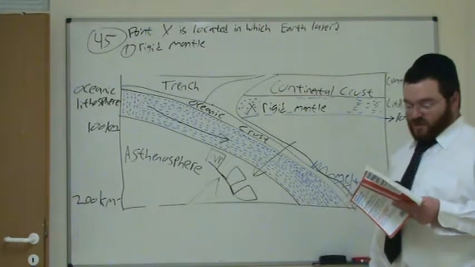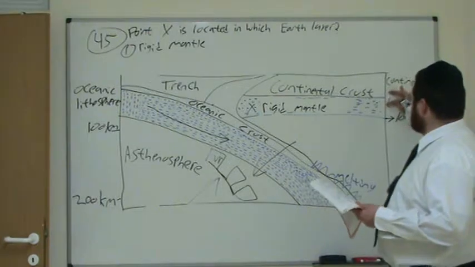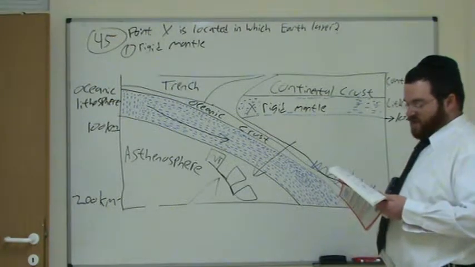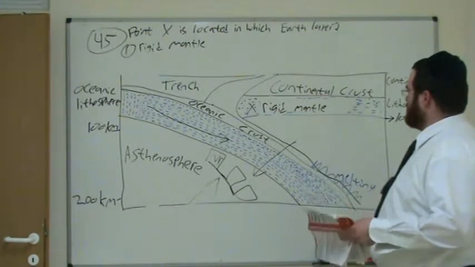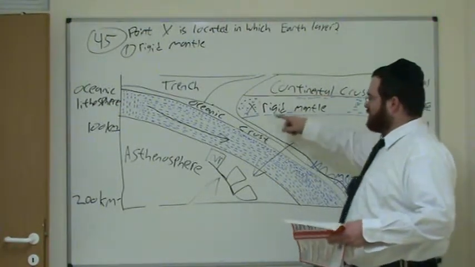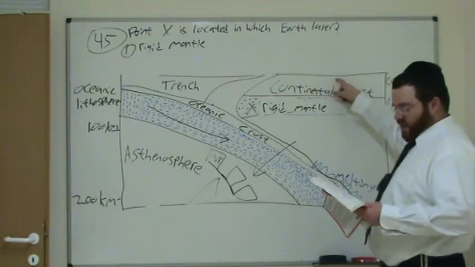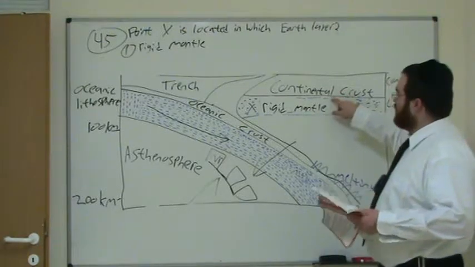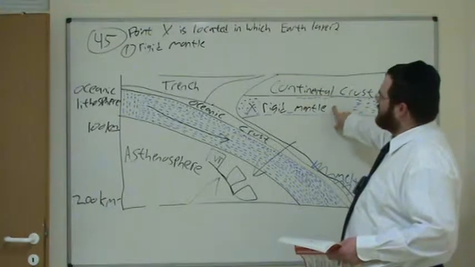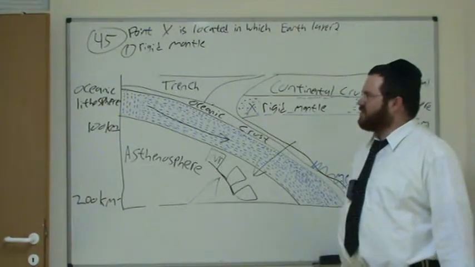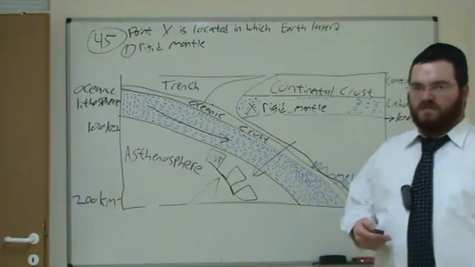So the question is, where is the lithosphere? So you'll see that the lithosphere is these two things, right? And that's the crust and the rigid mantle. So underneath the crust is the rigid mantle, that's where X is. The lithosphere represents these two things, and you see right under the crust you see the rigid mantle, and that's part of the lithosphere. So where is X located? Answer 1, in the rigid mantle, which is answer 1.